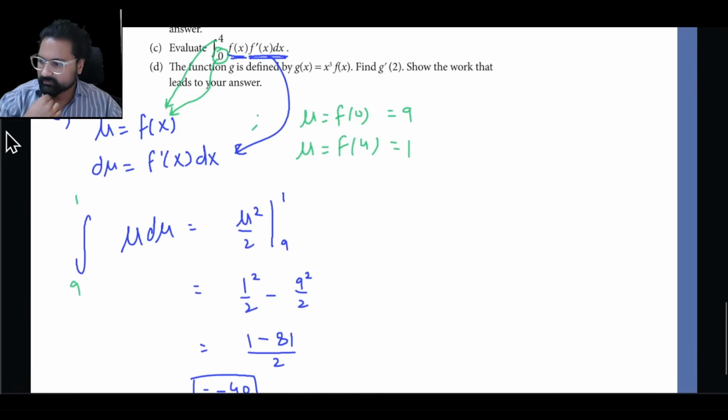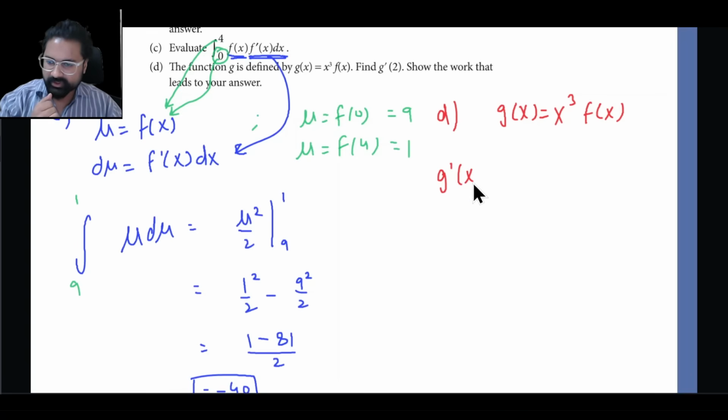And then I need to find, the function g is given by this. So what is g prime of 2? Isn't that product rule, guys? It has to be a product rule, right? So g of x is given as x cubed f of x. So g prime is going to be the first term as it is, derivative of f is f prime, then f as it is, sorry, f as it is, and the derivative of x cubed is 3x squared.